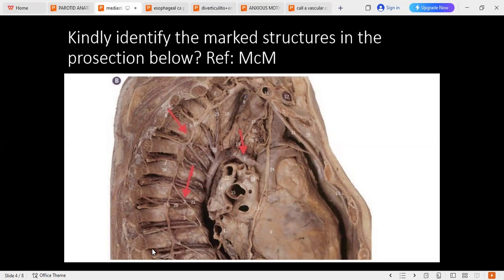It has the descending thoracic aorta, the arch of the azygos vein, thoracic duct, vagus nerve, and also the recurrent laryngeal nerve, phrenic nerve, and the sympathetic trunk. There is a term called thoracic outlet syndrome. Can you please explain that?